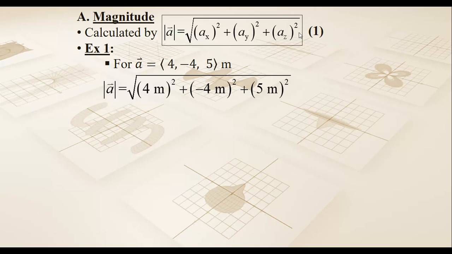So Ax squared would be 4 meters, all squared, plus Ay would be negative 4 meters, and we're going to square that, plus Az, which is 5 meters, and we're also going to square that. If we calculate this to the nearest tenth of a meter, we would get the magnitude of that vector is equal to 7.5 meters. So that's how long vector A is from the origin to the tip of the vector.